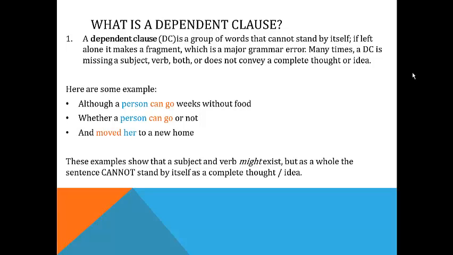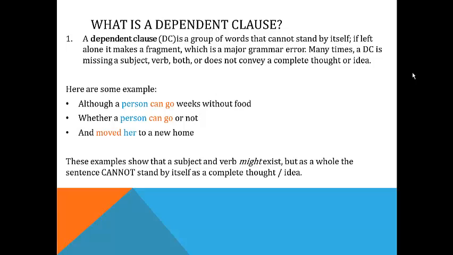Although a person can go weeks without food. The subject is in blue, the verb is in orange. You can see that there is a subject and there is a verb, but it's not conveying its entirety of idea. The complete thought is not conveyed here. A secondary example: whether a person can go or not. Again, a subject and verb is conveyed. It's just not a complete thought.